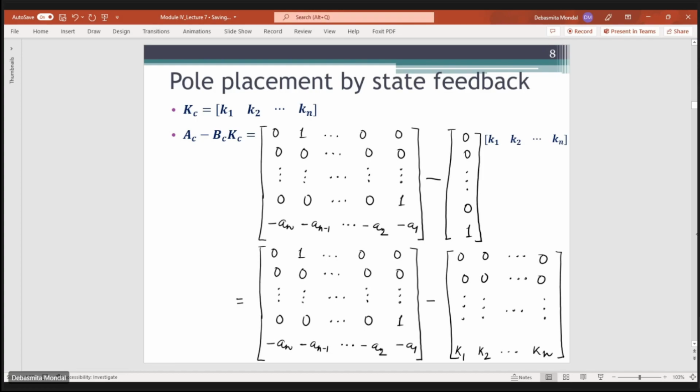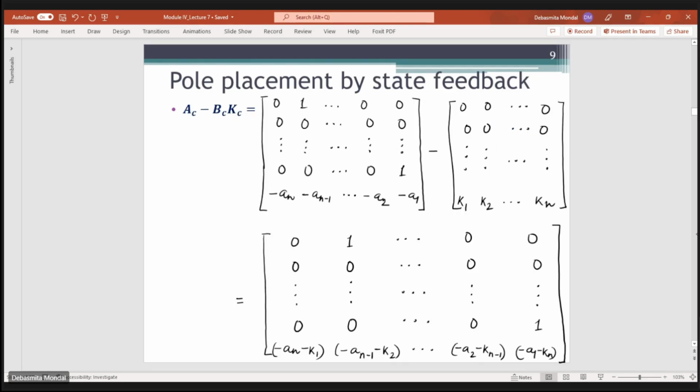Then, if the elements of Kc are given by K1, K2 up to Kn, we can simply write the expression for the matrix Ac minus Bc into Kc. Ac is given by this, Bc is this matrix, and you have Kc, which is this. You can simply do this calculation and you will end up with a matrix which looks like this.